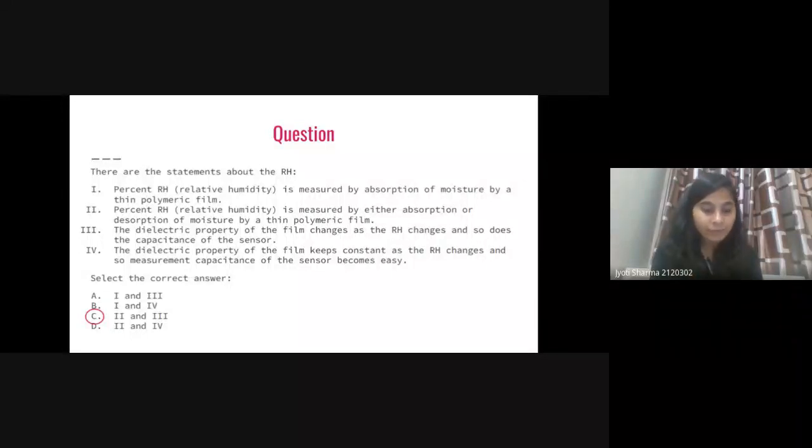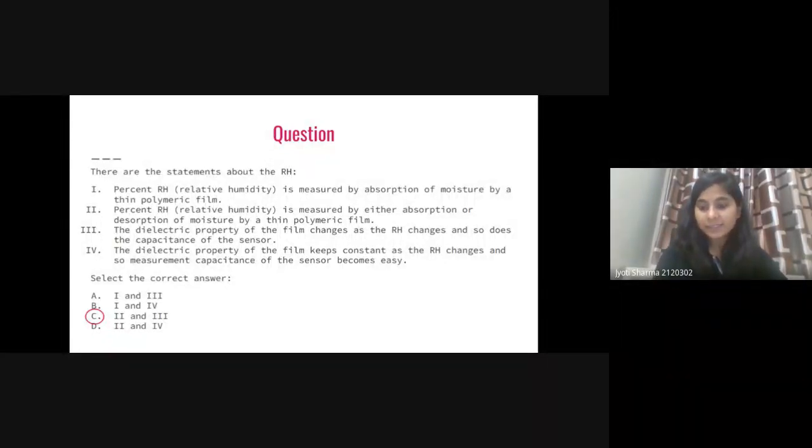So we are using that film, and that film has some dielectric property, and that dielectric property will change as soon as the relative humidity changes. And this dielectric property is related to the capacitance of the sensor. So based on that property, we can tell what percentage of relative humidity we have inside our house. So the second and third answers should be right.